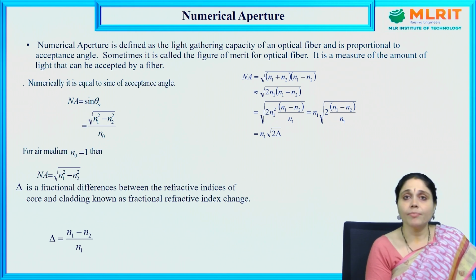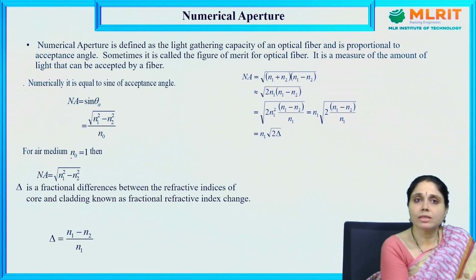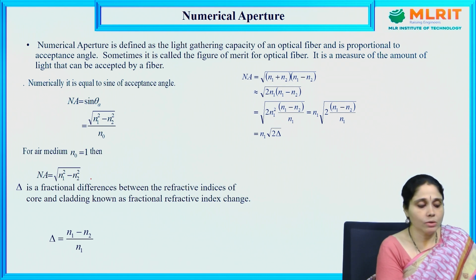Since numerical aperture is directly proportional to the acceptance angle, numerically it is equal to sine theta A, that is, the square root of N1 squared minus N2 squared, divided by N0. If air is the medium, then N0 is equal to 1. Then NA is equal to the square root of N1 squared minus N2 squared.